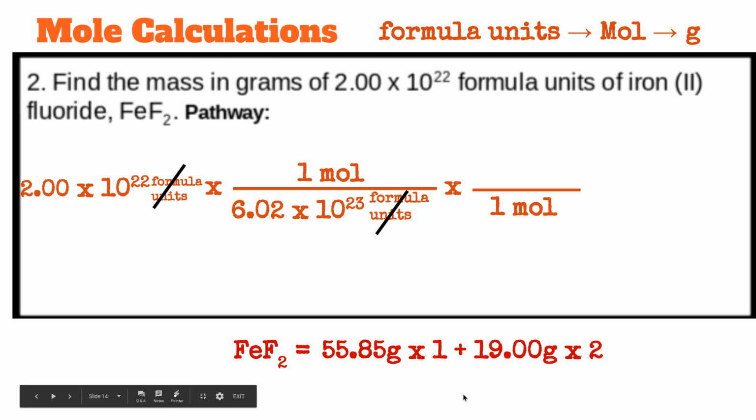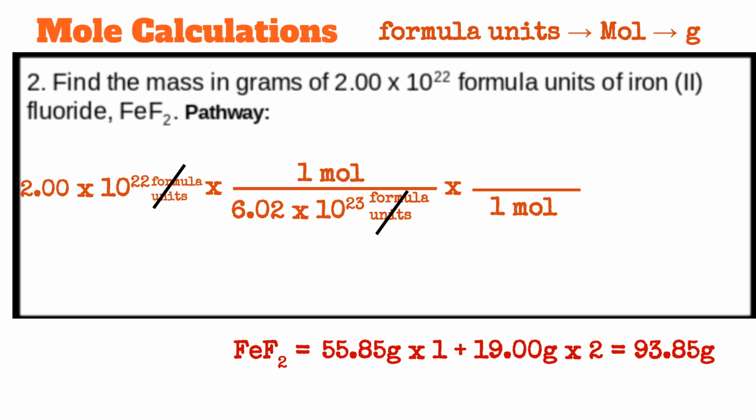We're going to add that to 19, the molar mass of fluorine, rounded to 2 decimal places, times the number of atoms of fluorine. Since the subscript is 2, we're going to multiply by 2 here. So when we do the multiplication and the addition, we should find that this comes to 93.85 grams. So we're going to plug that in here on top of our conversion factor.